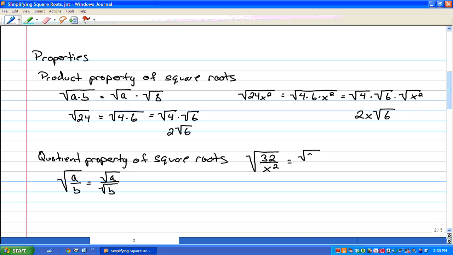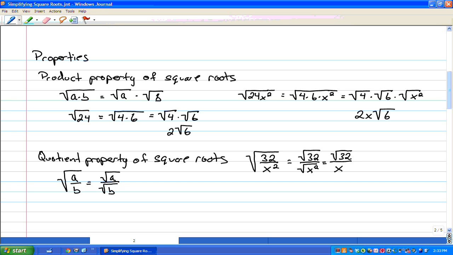Square root of 32 over square root of x squared. Square root of x squared we know is going to be just x. The square root of 32, well, that one doesn't come out evenly. But what we can do is we can break this up. And now we can use the product property in our numerator.